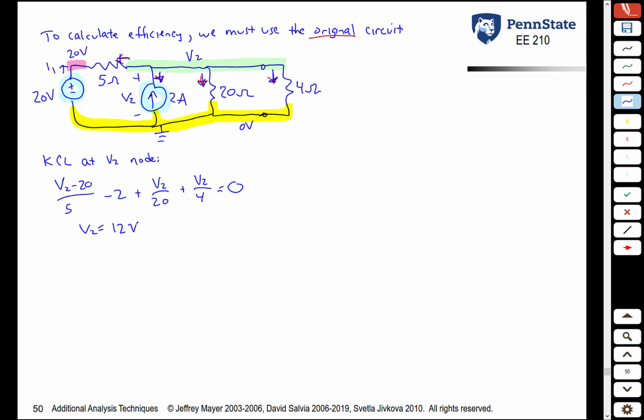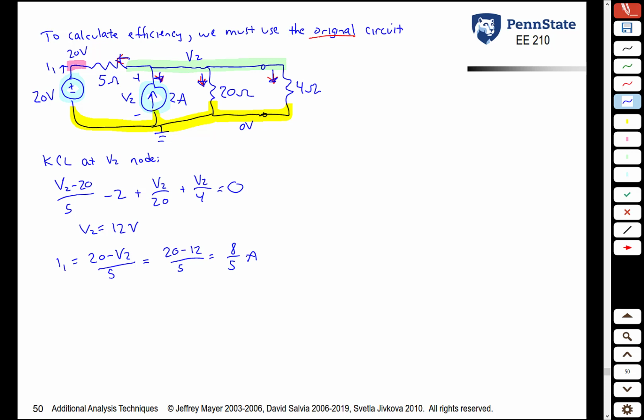Once you know V2, we can then find I1. I1 is 20 minus V2 over 5 ohms. That's Ohm's law. And that is 20 minus 12 over 5, or 8/5 of an amp.